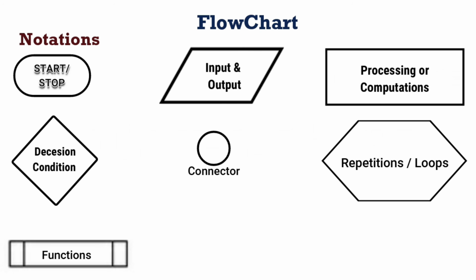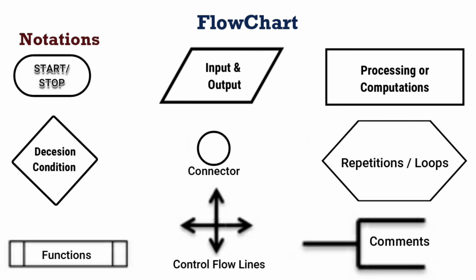Then the next shape is for functions. To include functions in a program, the name of the function should be enclosed within this figure. Then the next shape shows the control flow lines. Here the arrows denote the flow of control in the flowchart. And the next shape is the comment box. For including comments, definitions or explanations, this shape is used.